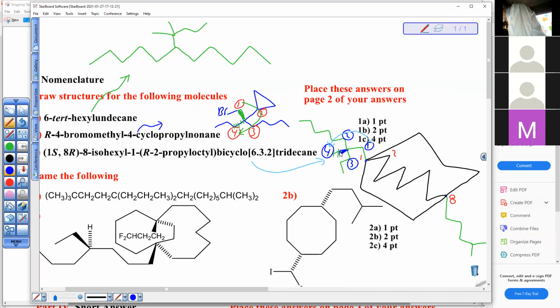And pick an adjacent bond for the dash. You want it to be this one? Nice. So we took care of that stereocenter. Stereocenter on 1 needs to be S. That's a whole new ball game.